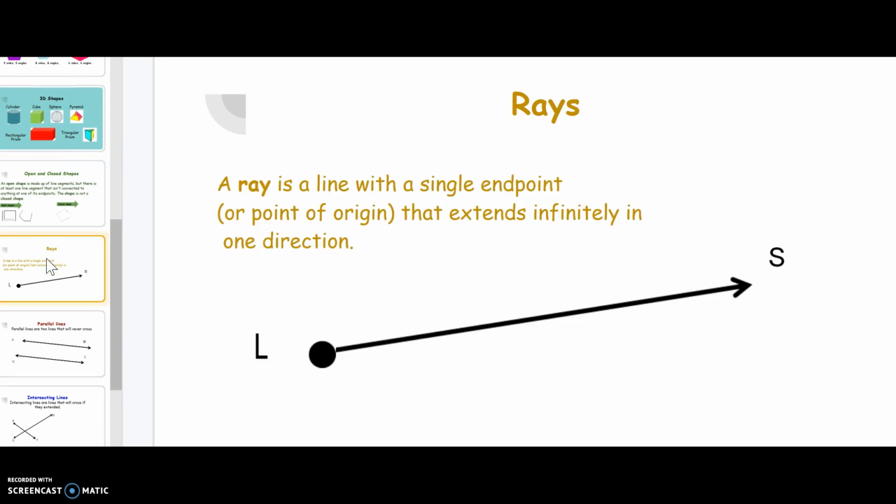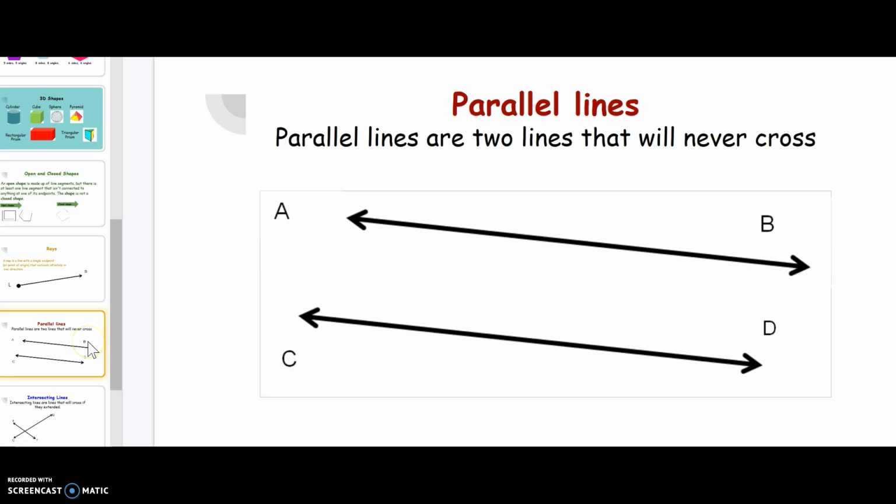Okay, so as we move forward, we also talk about rays. A ray is a line with a single endpoint here and extends indefinitely, means it goes on and on and on, non-stop in one direction. So that is what is our ray. And if we were to name this ray, it would be LS because we start at our endpoint and that's where we name our ray. So LS would be our ray for this one.